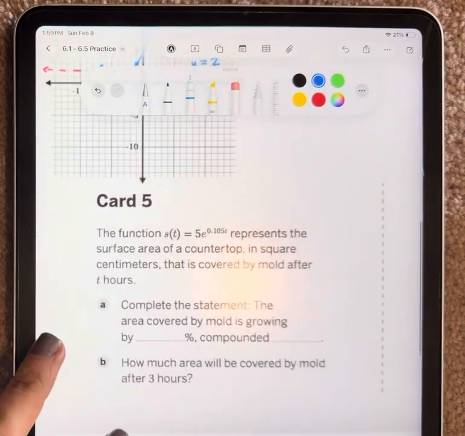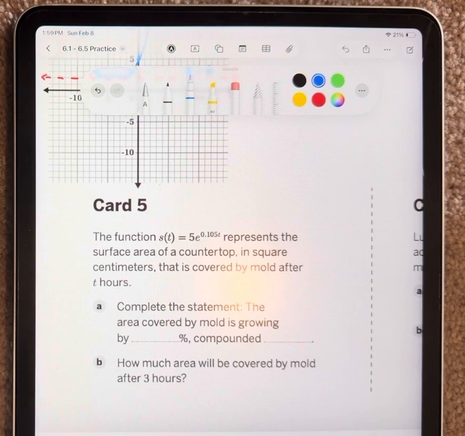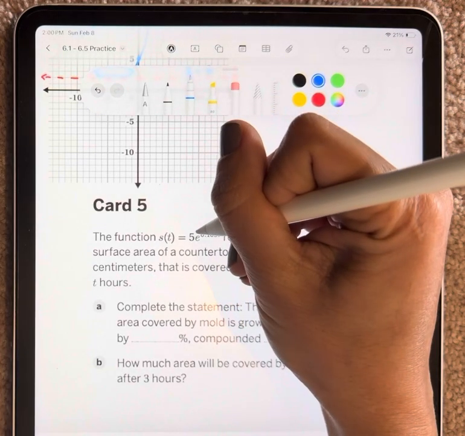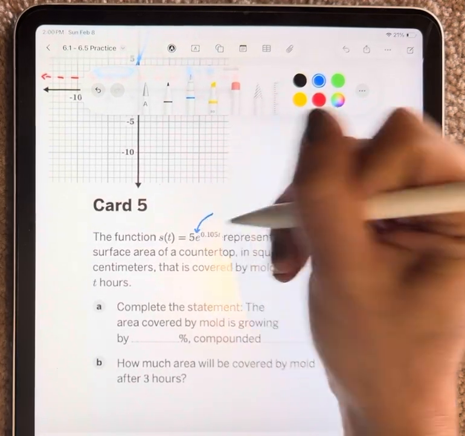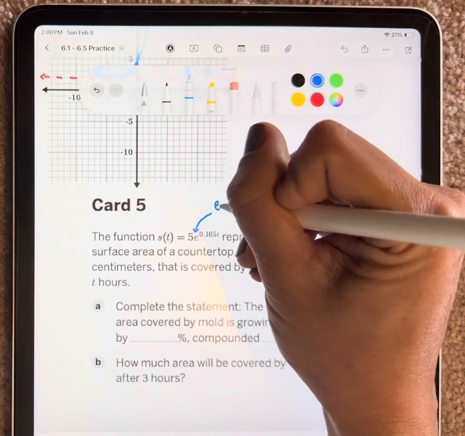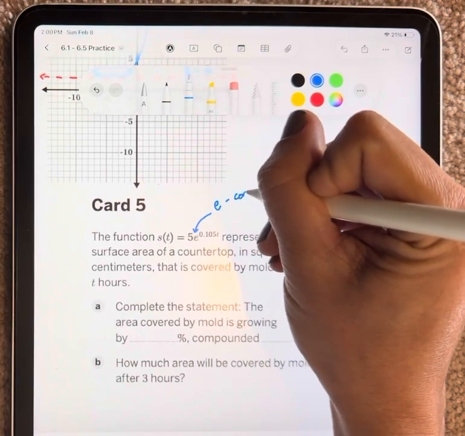Okay, let's go look at card number 5. The function 5e to the 0.105t represents the surface area of a countertop that's covered by mold after t hours. That's gross. Okay, complete the statement. The area covered by mold is growing by blank percent compounded blank. So we know, you guys, these equations, when they have e in them, e is our constant for continuous growth.